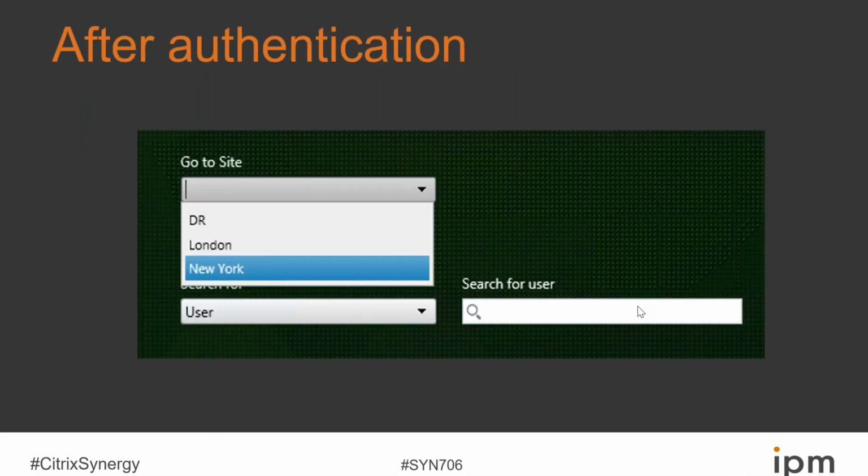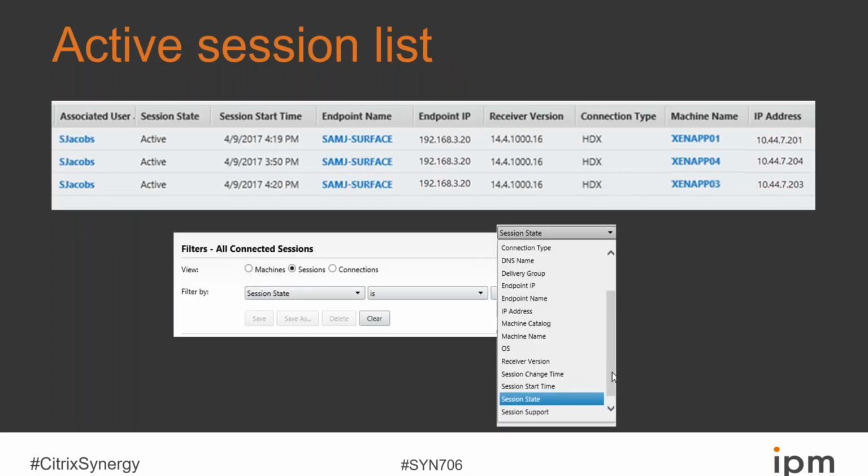Well, after you authenticate to Director, you have a choice. You can either search for a particular user on the right over here, but that's not going to be particularly helpful in our case, because basically I want to compare latencies for different users. So I go to the London site, I select London, and I get my list of sessions.